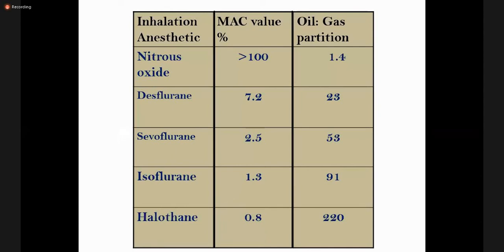Now again, this is for the explanation. You can see an inhalation anesthetic agent, the MAC value which is required to suppress the reflexes against the painful stimulus, more than 100%, right? And because its oil gas partition coefficient is 1.4, desflurane 7.2, MAC value 2.5, in case of sevoflurane, isoflurane 1.3, halogen least MAC value 0.8, because it has the maximum lipid solubility, and oil gas partition coefficient value is 250, you can see over here.